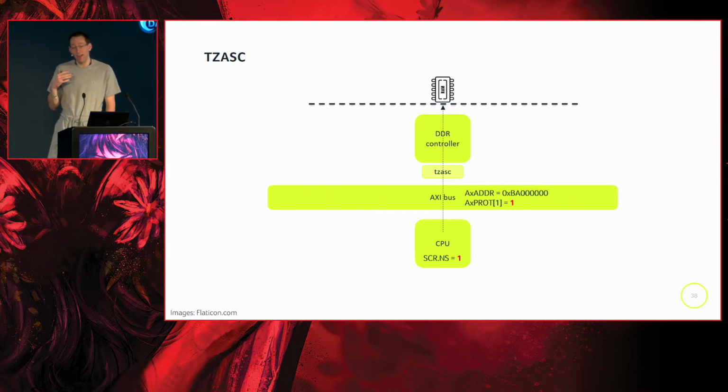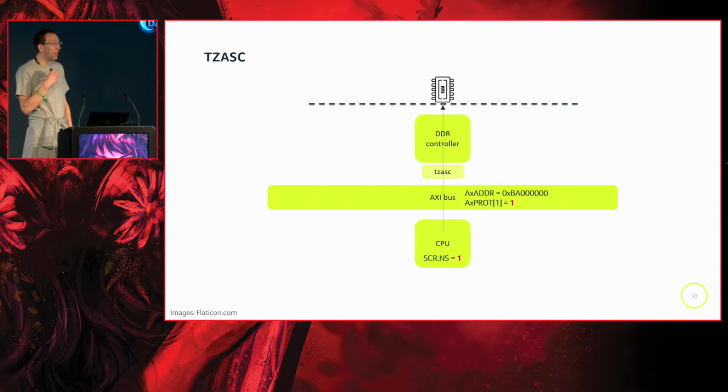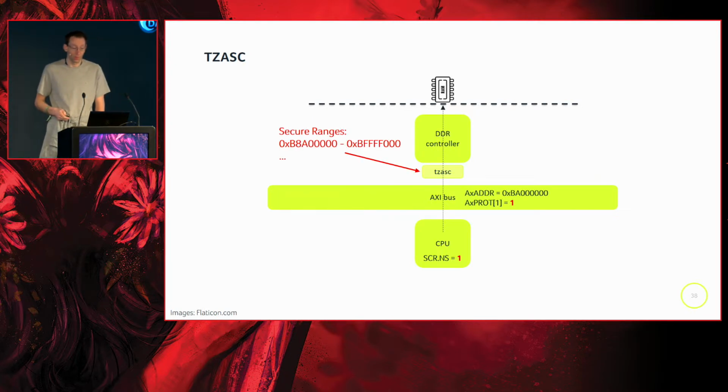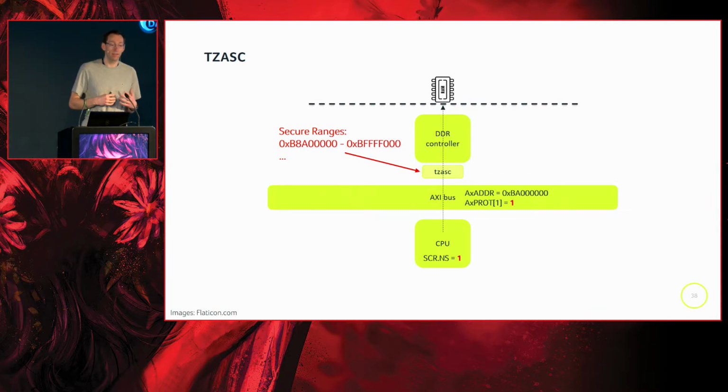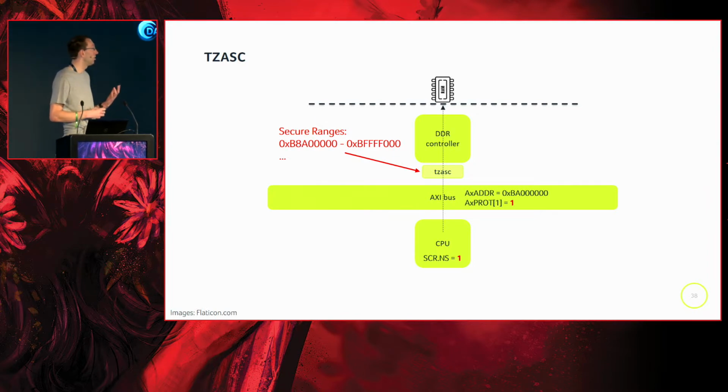Except there is, in reality, one step happening in between that checks whether this is a secure or a non-secure memory access. The hardware that is doing this is called the TZASC, the TrustZone Address Space Controller. The TrustZone Address Space Controller is configured through hardware registers with something called secure ranges. These are a group of start and end addresses with permissions, which the hardware will consider as memory that has special permissions.